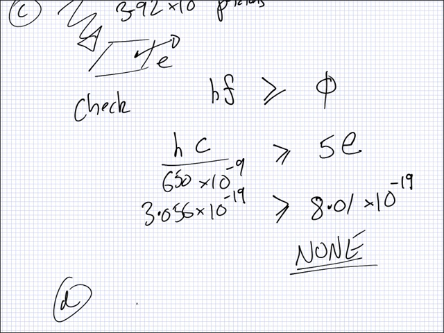D, therefore, what's the current? The current is 0 amps because there's nothing freed. So I was trying to trick you.